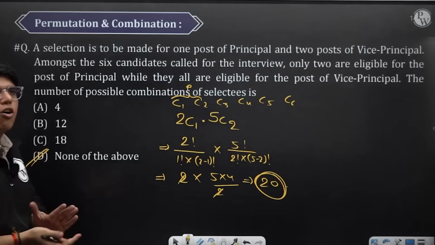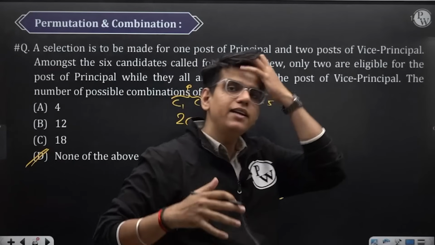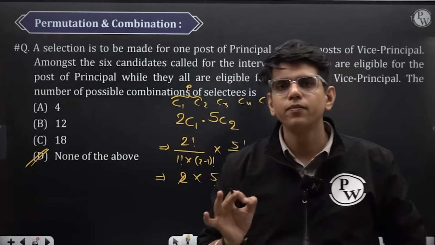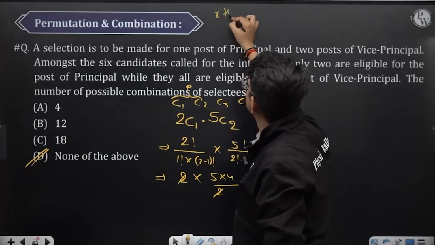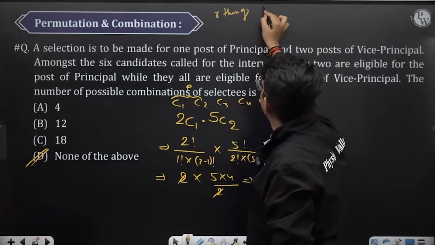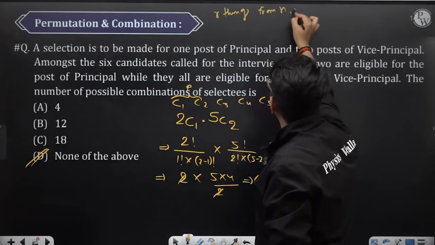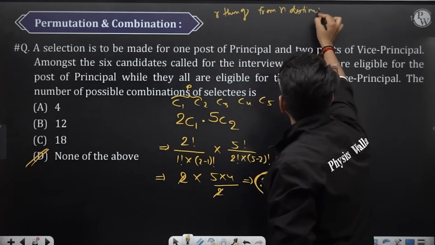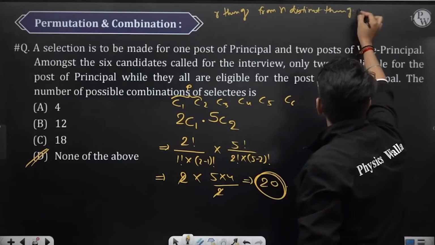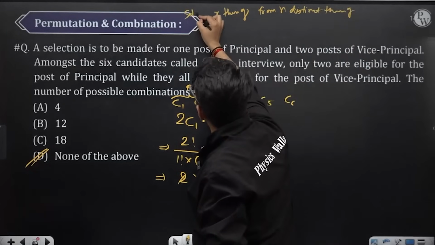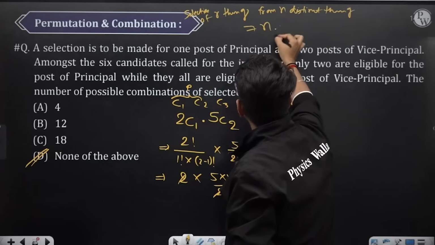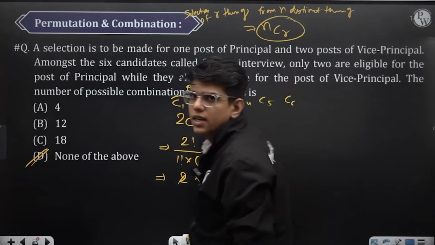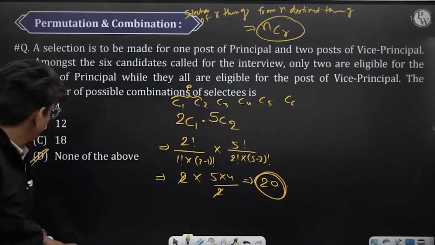The selection of r things out of n distinct things is nCr. Okay, this is the tool. Selection of r things from n distinct things is given by nCr. Okay, this is the selection based question.